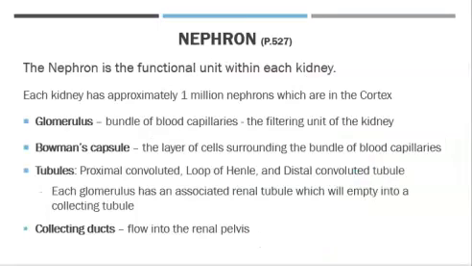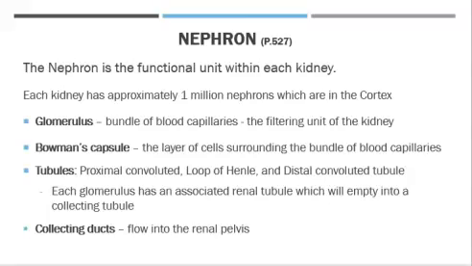Okay, next up we're going to zoom in a little bit more on the kidney, and we're going to talk about some microscopic structures, some really tiny structures of the kidney. And with that, we need to talk about the nephron. The nephron is the actual functional unit of the kidney. Each kidney has approximately 1 million nephrons, which are located in the cortex. Remember, the cortex is that outermost layer.